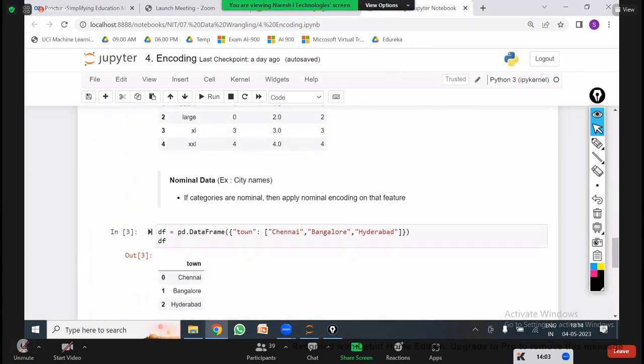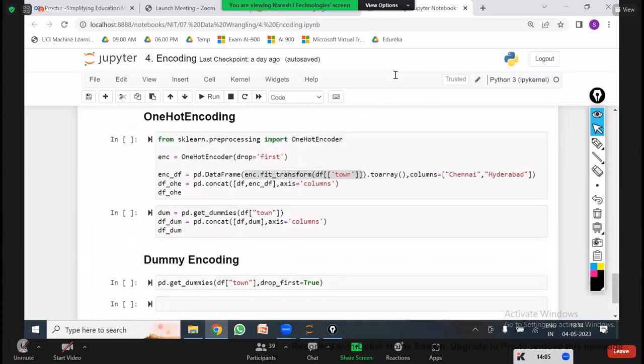Now coming to the one hot encoder. Same to same. First, I have imported. Second, I have saved it into a variable name. Third step, I write the variable dot fit_transform, and inside that I write the series. Up to here it is common.